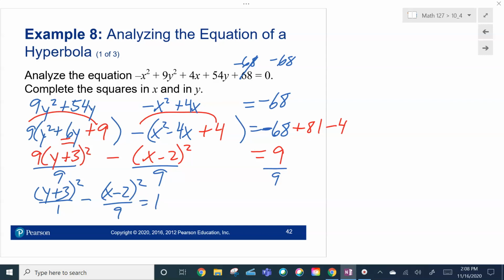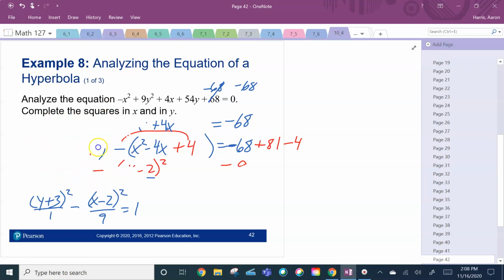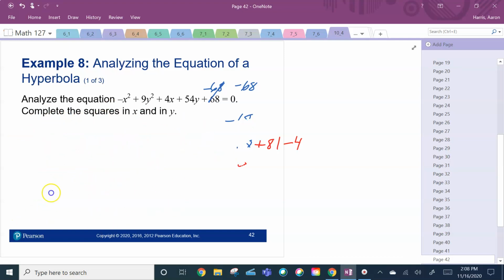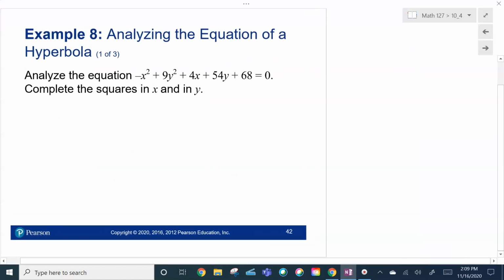Okay, so what we have is, you know what, I'm going to have to erase this. I have room here, sorry. No, let me just put that up top now.